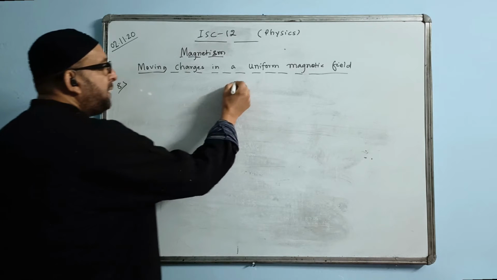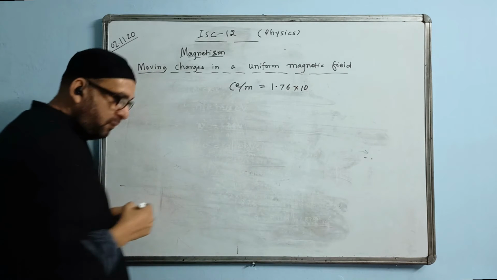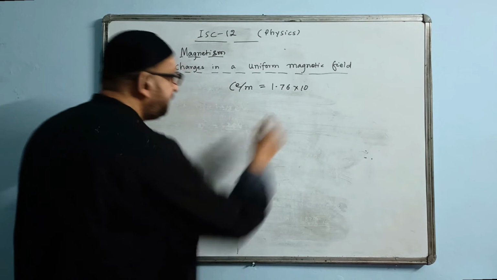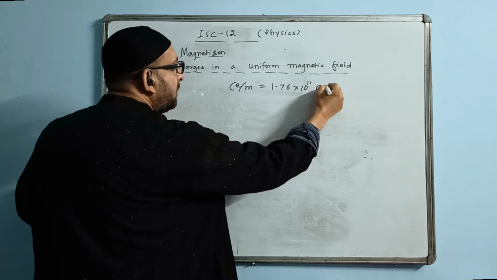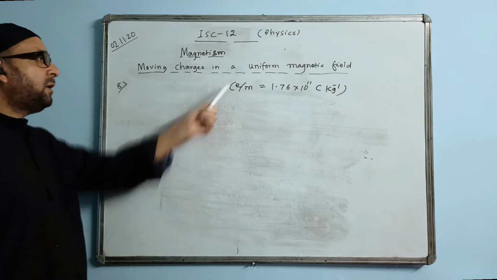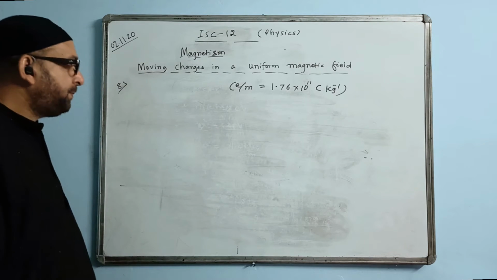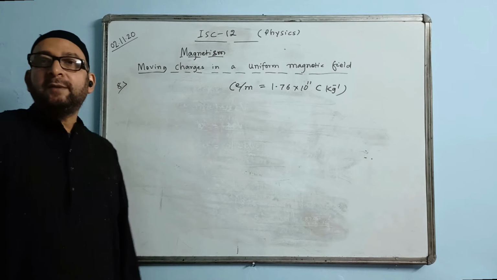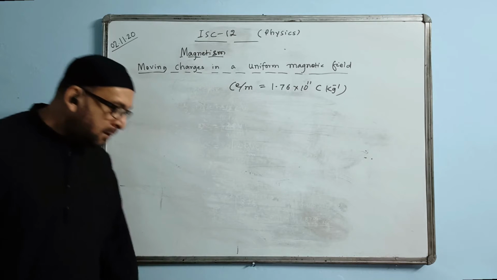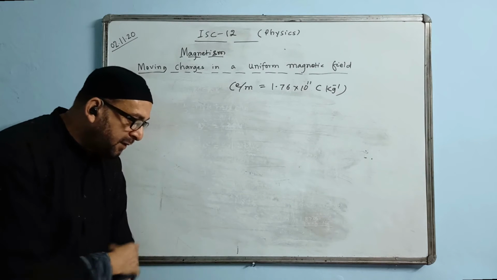And they have given the value of E by m. E by m value is given as 1.76 into 10 to the power of 11 coulombs per kg. This is the value of E by m for the electron given here. Okay, what do we have to solve in this question? Again, two things we have to do. First, we have to find the velocity of the electron, and the second part, we have to find the value of magnetic field. Magnetic flux density, that is magnetic field, we have to find.